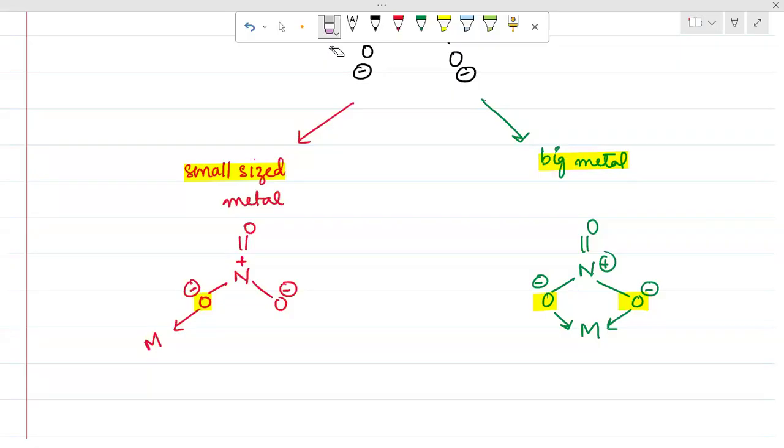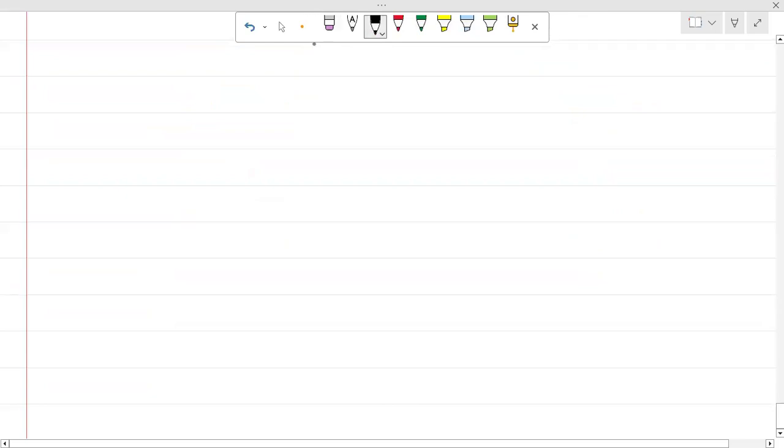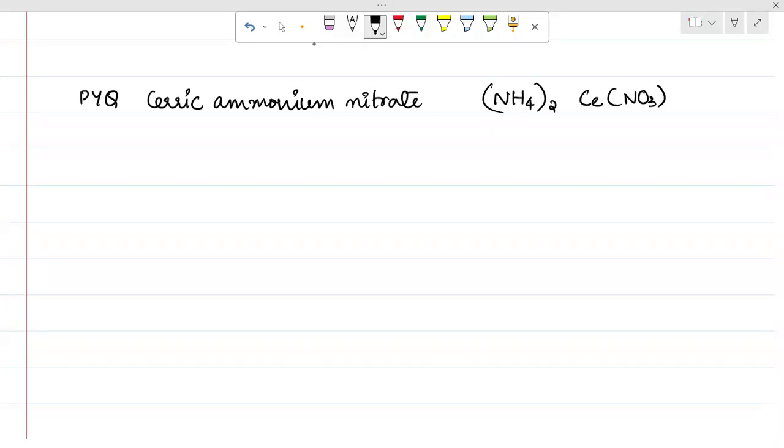The question which was asked was about ferric ammonium nitrate. Predict the coordination number of ferric ammonium nitrate. You have to know the formula. Formula was given: (NH4)2 Ce(NO3)6. Okay. So understand that over here, coordination number was the question.